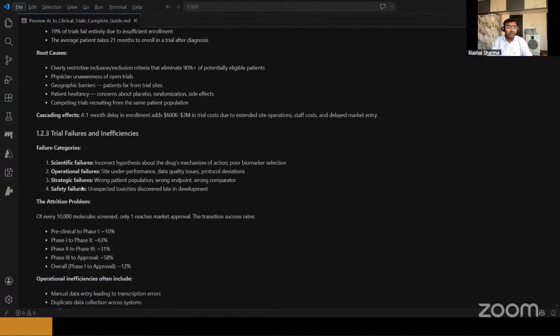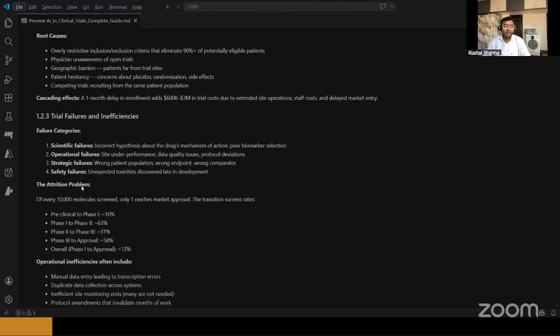Now, another point is trial failure and inefficiencies. Failure categories are scientific failures, operational failures, strategic failures, and safety failures. Of every 10,000 molecules screened, only one reaches market approval. The transition success rates: preclinical to phase 1, 10%; phase 1 to phase 2, 63%; phase 2 to phase 3, 31%; phase 3 to approval, 58%; overall phase 1 to approval, 12%.